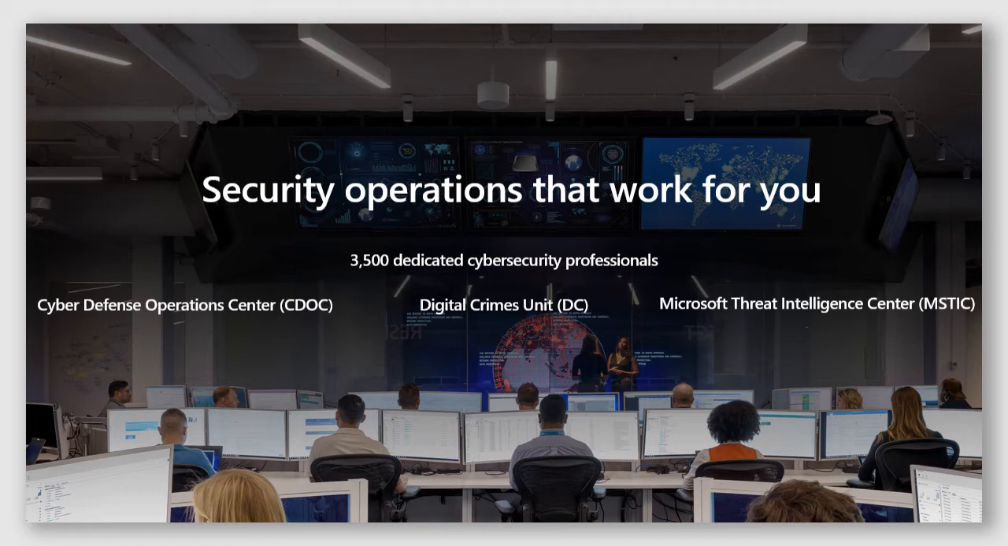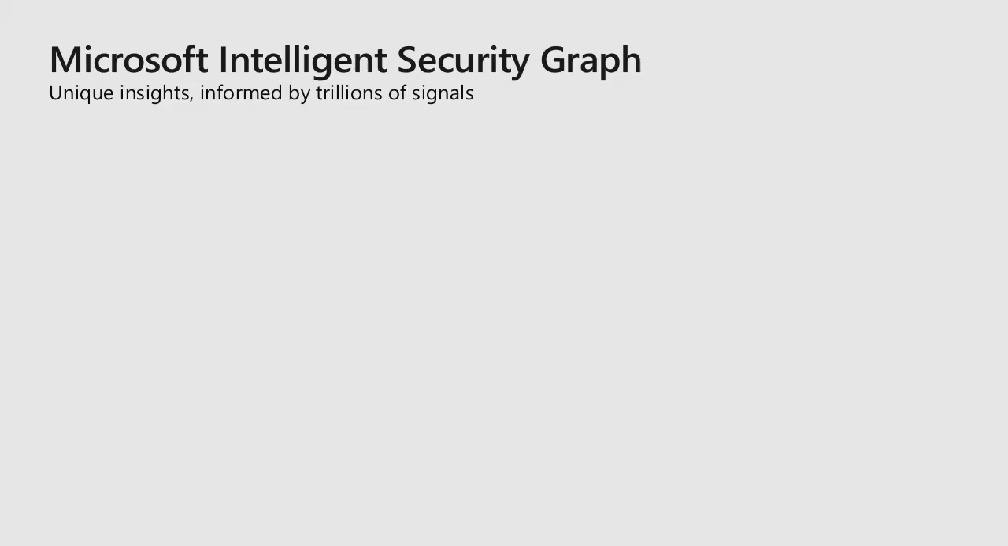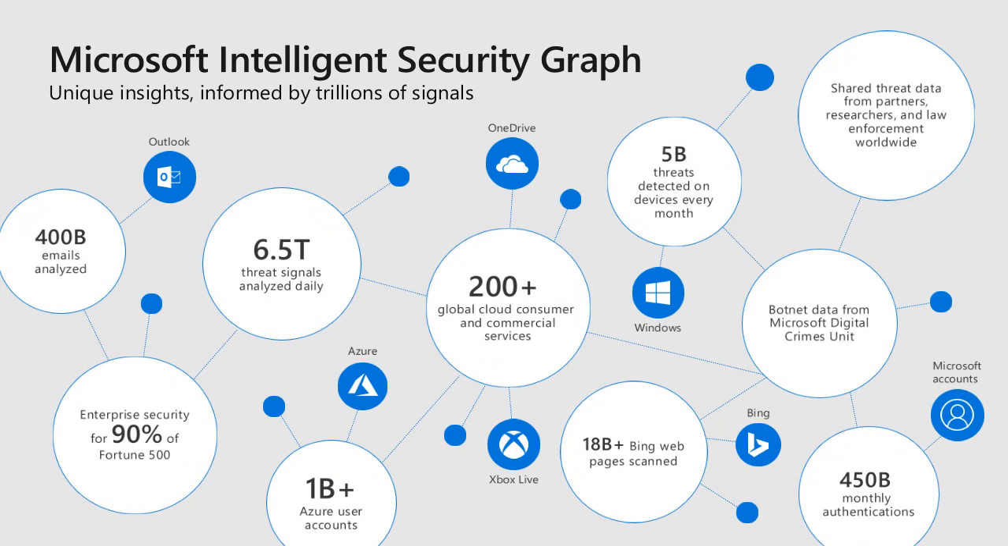We also have the Digital Crimes Unit, or the DCU, whose job is to go out there and find the bad guys and take down botnets and also other fun stuff. And we also have the Microsoft Threat Intelligence Center, which takes all the information across the security landscape and builds intelligence so that we can be resilient and protect our customers and our partners who run and use our cloud against future threats. Now, the other secret sauce that we have is the Microsoft Intelligent Security Graph.